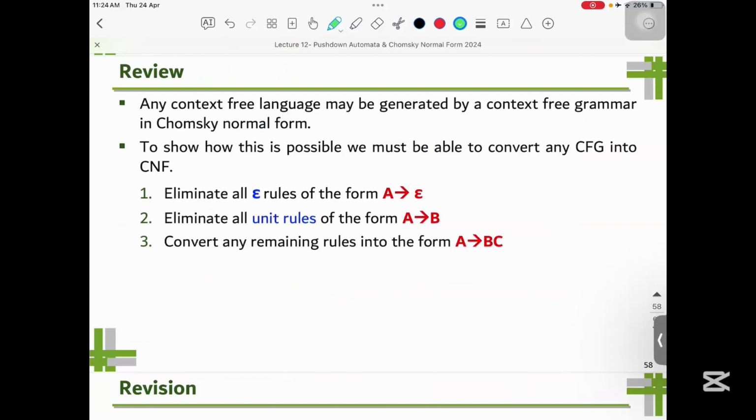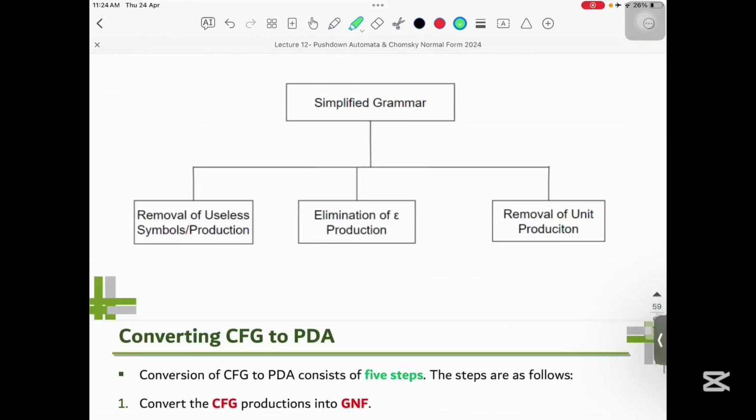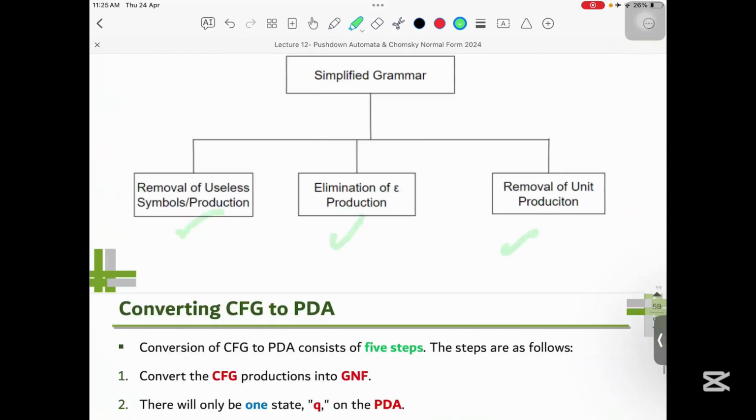So let's just do a quick overview. Any context free language can be generated by a context free grammar, and it can be converted into the Chomsky normal form. We'll make sure we eliminate all the rules with epsilon, empty and unit productions. But before doing it, we can even normalize it and convert any remaining rule, and then after that you will convert it into Chomsky. Simplified grammar: remove all useless symbols, eliminate empty productions, and even remove the unit productions.